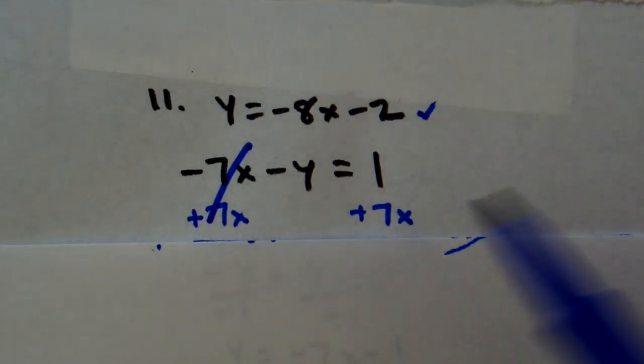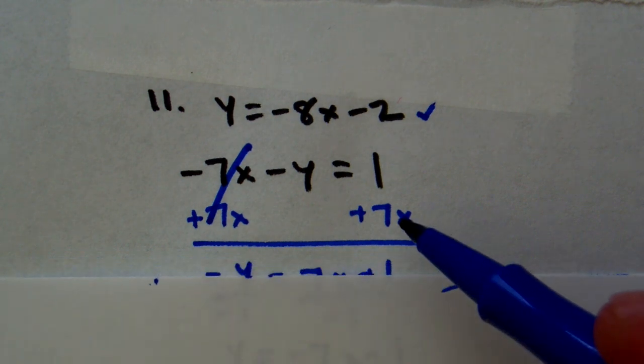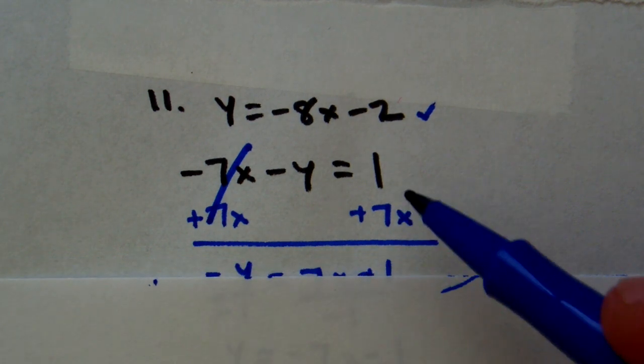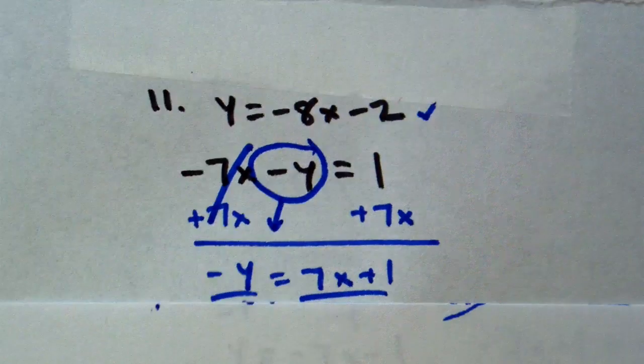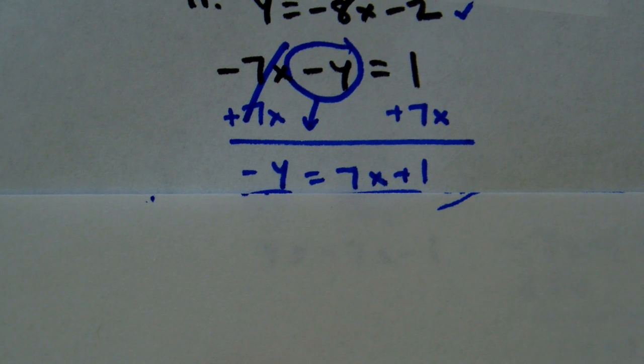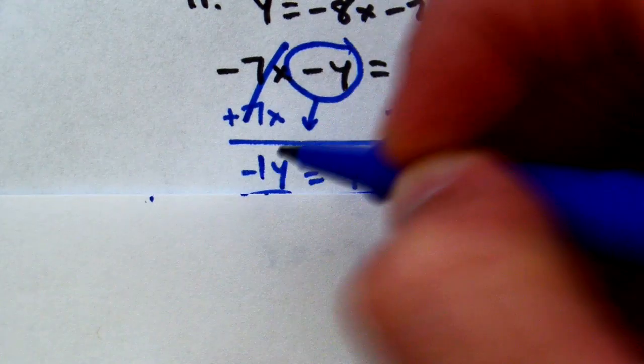We cannot combine 1 and 7x without making some weird stuff. So we drop down the negative y. We have to drop down with the negative. All right? So we get negative y equals 7x plus 1. So there's an imaginary 1 right here.